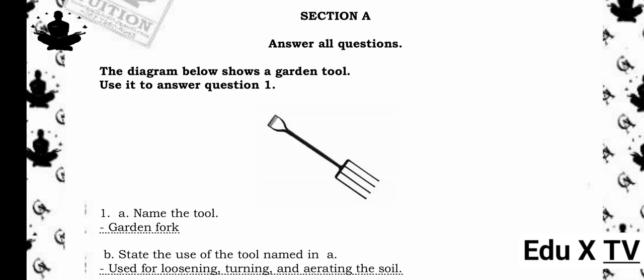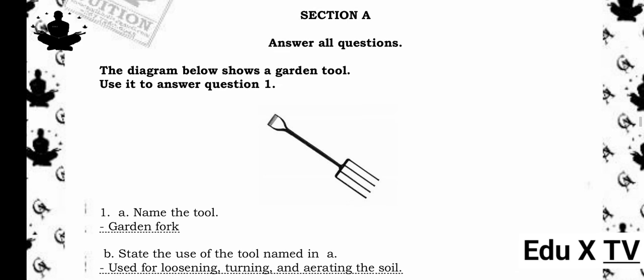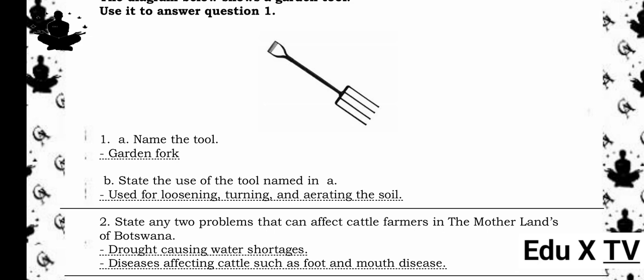Section A. Answer all questions. The diagram below shows a garden tool. Use it to answer question 1. 1. A. Name the tool. Garden fork. B. State the use of the tool named in A. Used for loosening, turning, and aerating the soil.